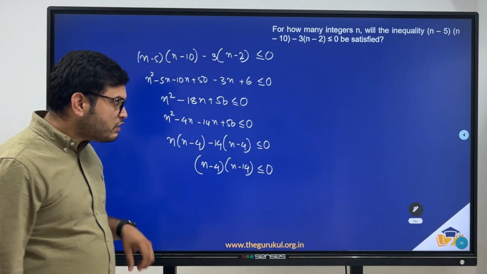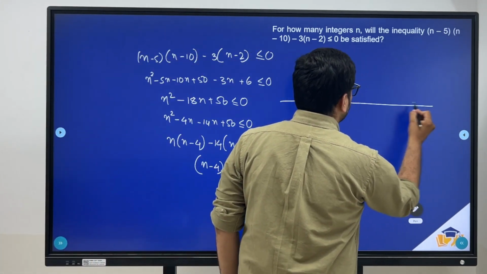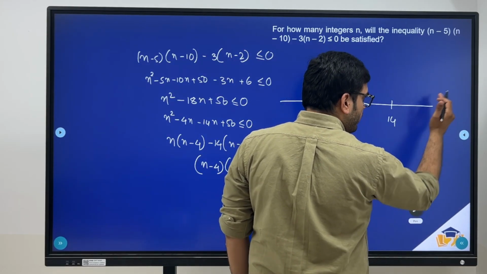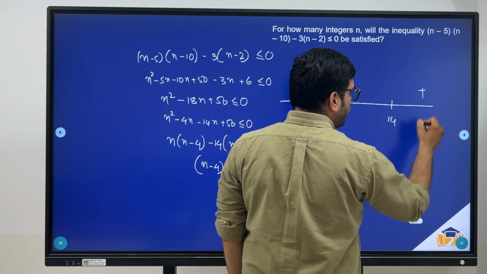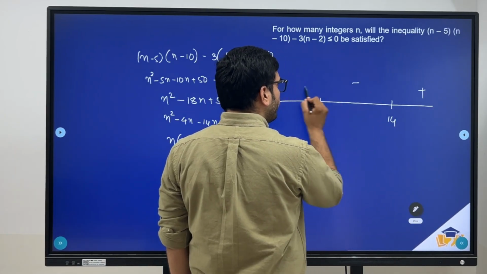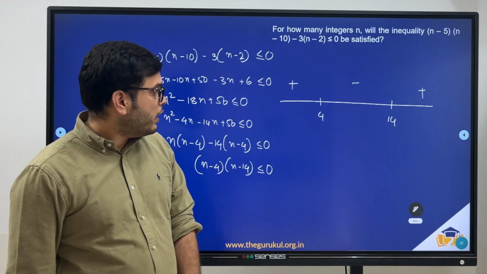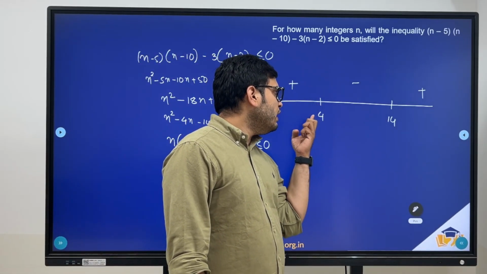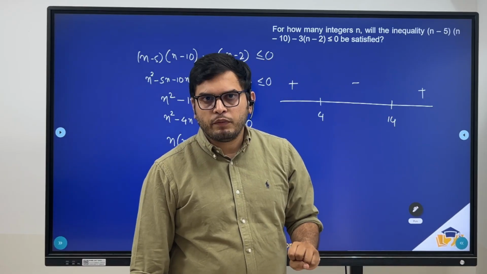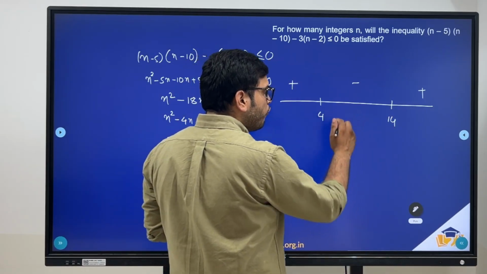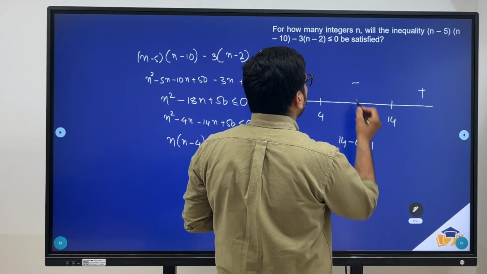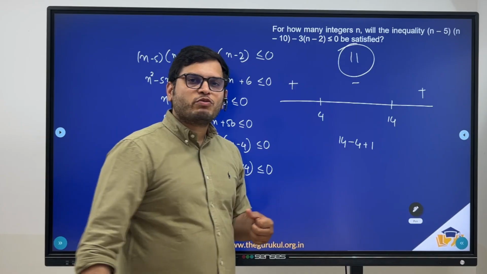Now let us plot these values on the number line. So we have 4, we have 14. For all the values greater than 14, positive; 4 to 14 negative; and below 4 positive. And this is less than or equal to 0, so the values should be between 4 and 14 including both. So when I have to include 4 and 14, counting rule: 14 minus 4 plus 1, 10 plus 1, 11 should be the answer to this question.